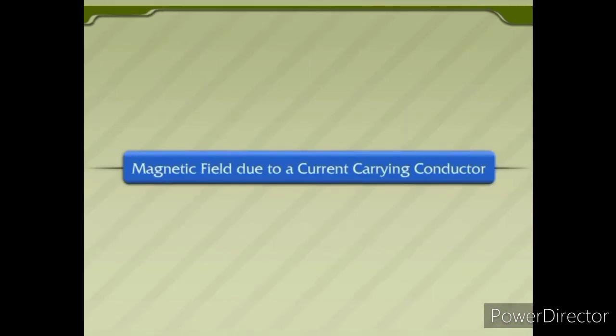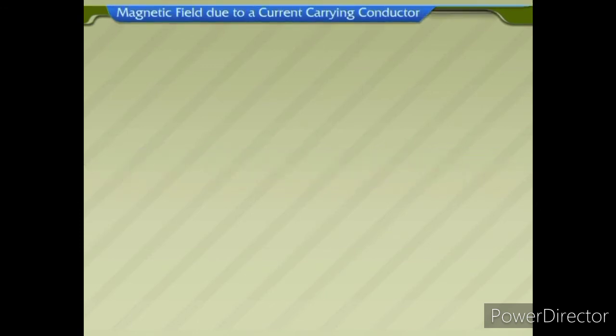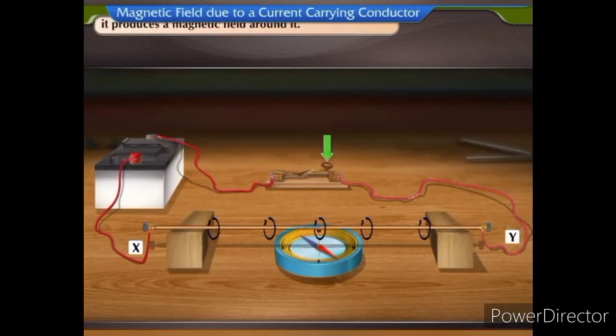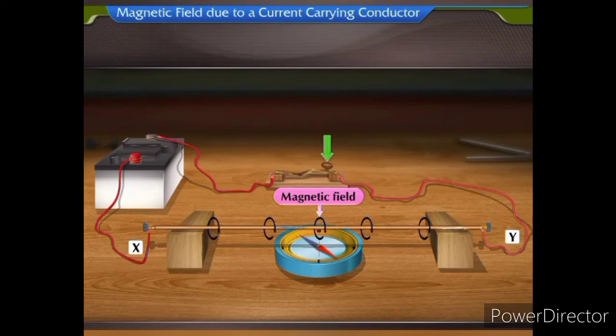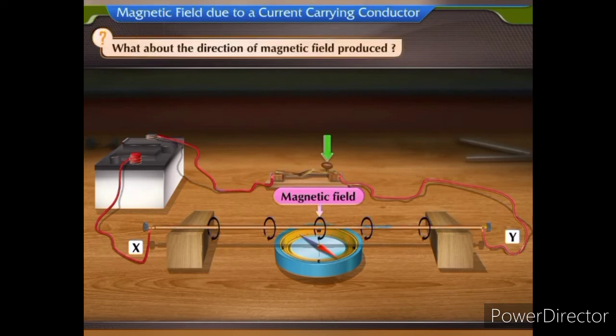Magnetic field due to a current-carrying conductor. We have learned that when an electric current is passed through a conductor, it produces a magnetic field around it. But what about the direction of the magnetic field produced? Let us understand it by performing an activity.